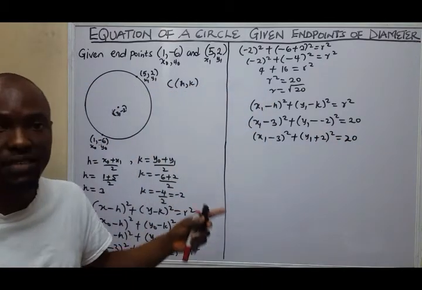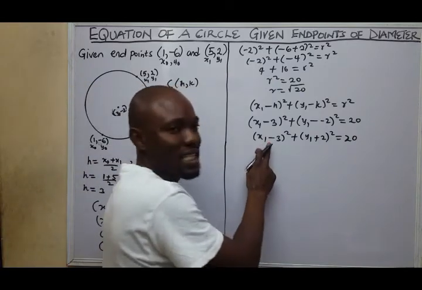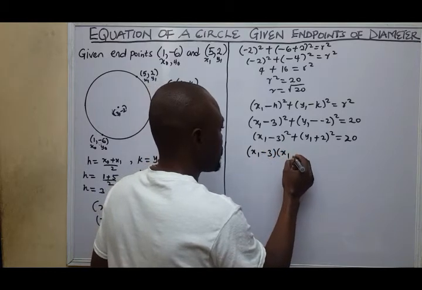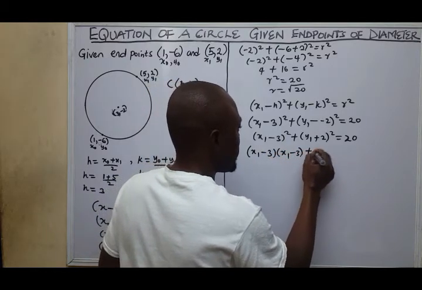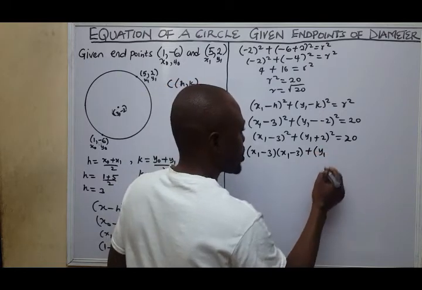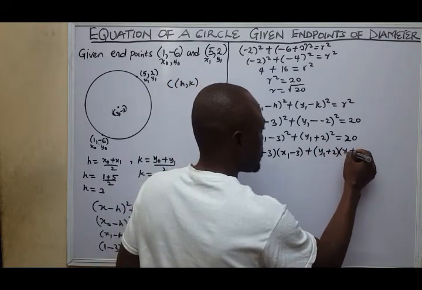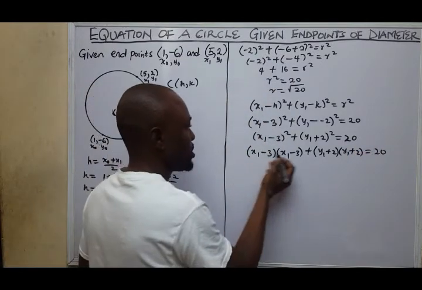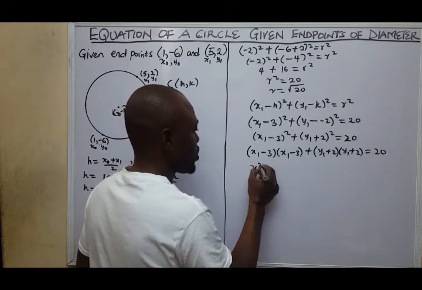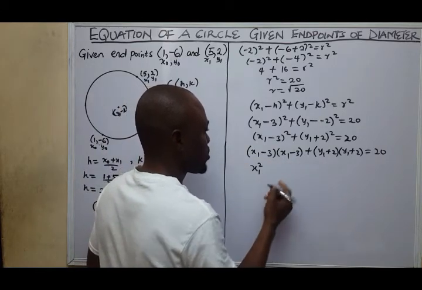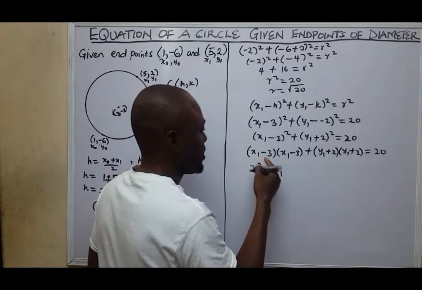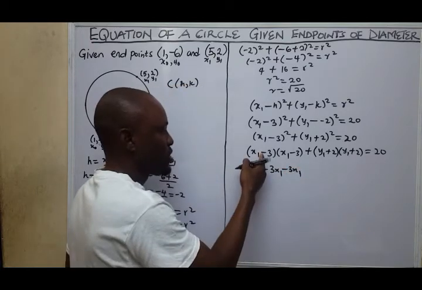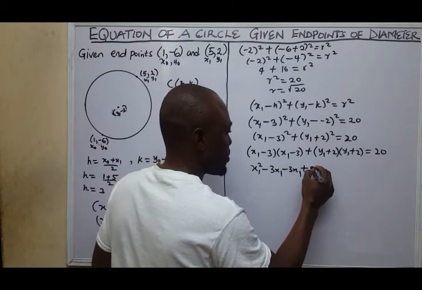Now I want to move from the standard form to the non-standard form. So I'm going to multiply each bracket by itself. If I do that, (x₁ - 3)(x₁ - 3) plus, I'll do the same thing for y₁ + 2, (y₁ + 2)(y₁ + 2) equals 20. Now I'll open up the brackets. x₁ times x₁ will give me x₁². x₁ times -3 will give me -3x₁. -3 times x₁ will give me -3x₁. -3 times -3 will give me plus 9.